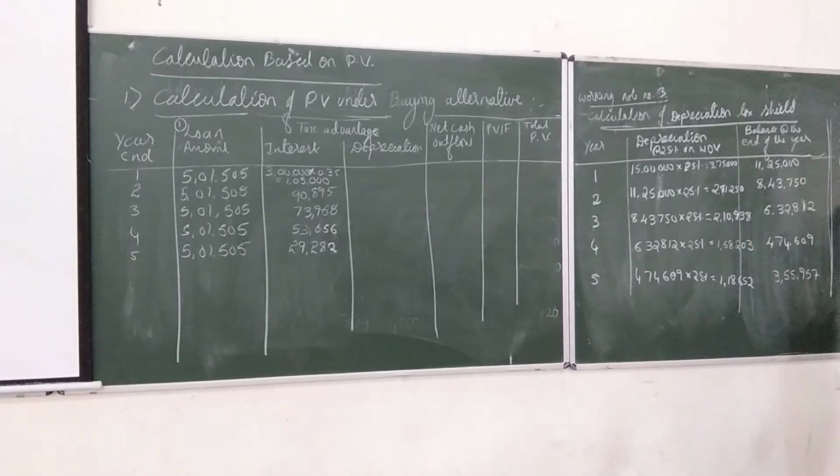2,10,938 into 35%. 73,828. For one, I'll show how you got 1,31,250. 3,75,000 into 35%. Okay. Now, what is the fourth one? 55,371.